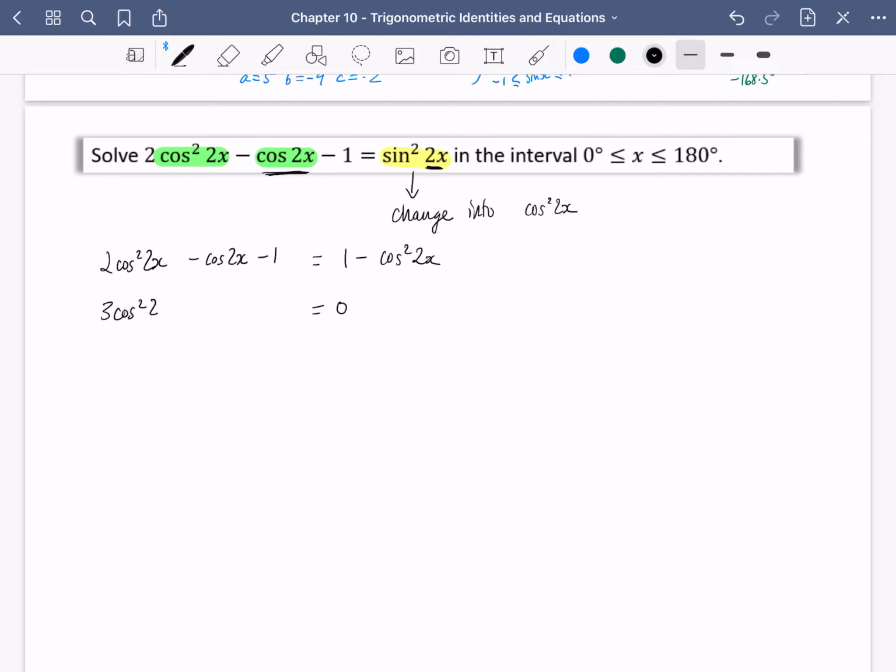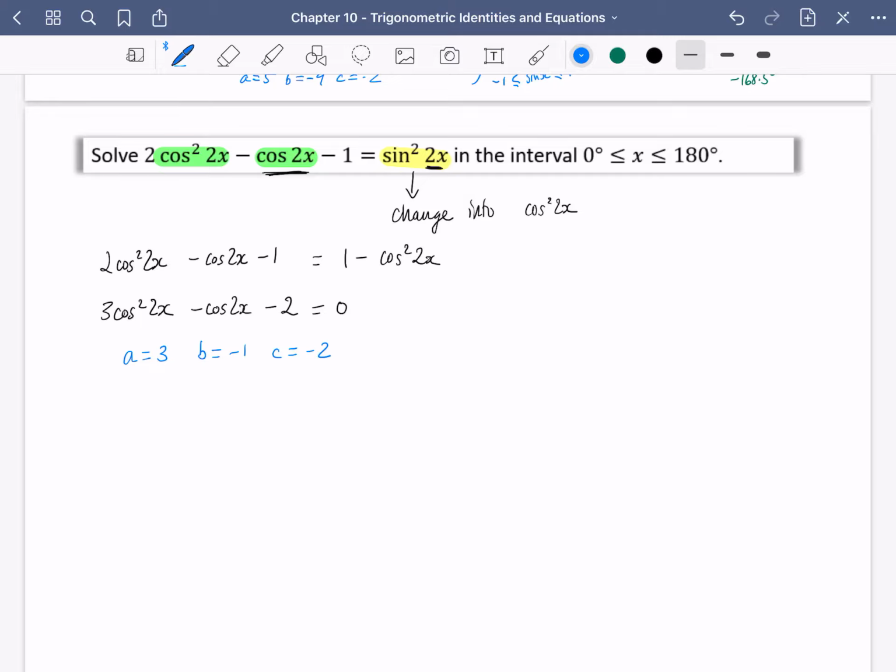So I get 3 cos squared 2x. I still have my minus cos 2x here, and I'm then going to have minus 2. Now, if we wanted to do this the slow way, we could say let y equal cos 2x. So we have then 3y squared minus y minus 2 equals 0, if you wanted to solve the quadratic that way. Or what you could do that would speed things up is you can spot that on your calculator for the quadratic, a is 3, b is minus 1, and c is minus 2.